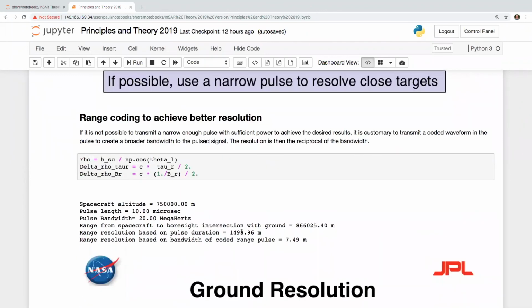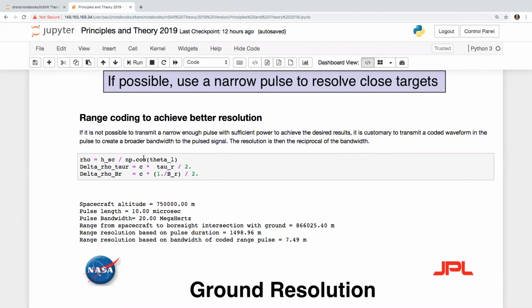But that's not always possible, and usually you need a certain degree of power in order to get enough reflection from the ground at 750 kilometers altitude in space. So you need a better way to get better resolution, and that's usually through transmitting some sort of an encoded waveform. And that encoded waveform then would have a bandwidth associated with it, which bandwidth defines then the resolution of the observations that you're going to make.